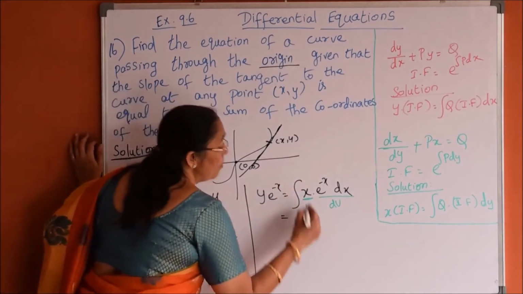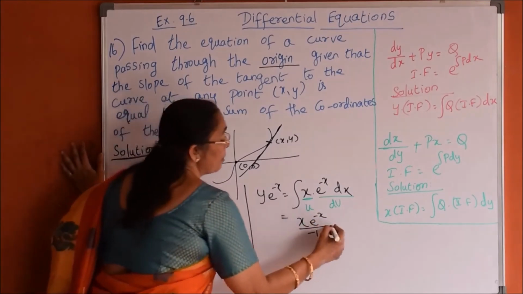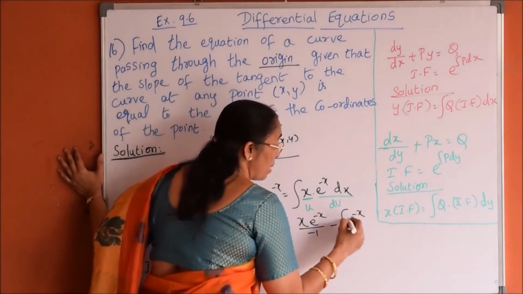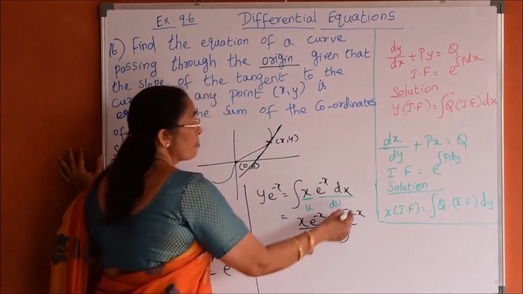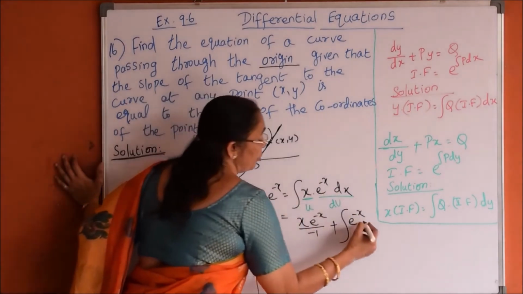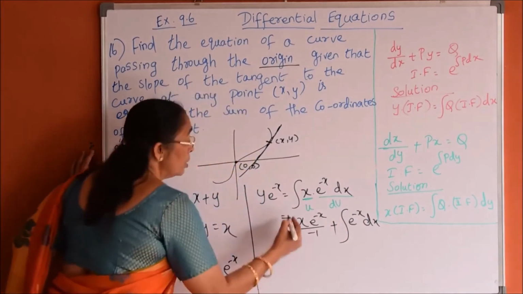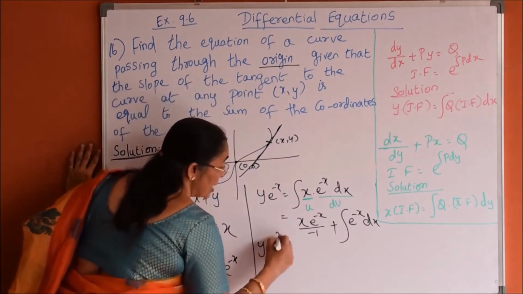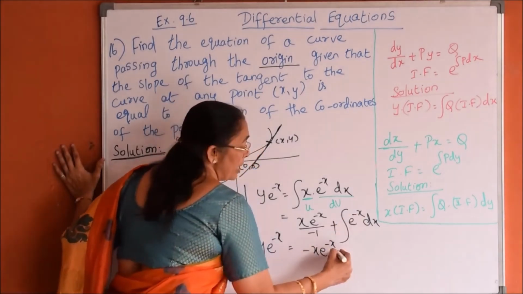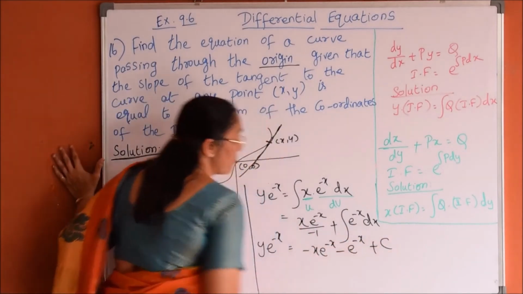So x into v, integration of e power minus x, by minus 1, minus integration of v du. V is e power minus x by minus 1, so minus e power minus x. So it will become plus integration of v du. V into differentiation of u, differentiation of x, which is nothing but dx. So again it is y e power minus x equals minus x e power minus x. Integration of e power minus x is e to the power of minus x by minus 1, so minus e power minus x plus c.